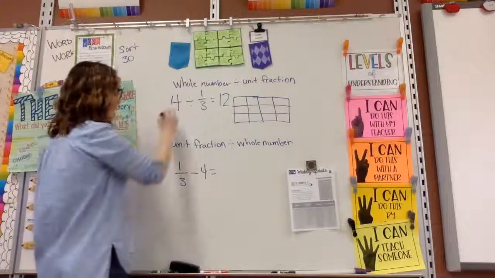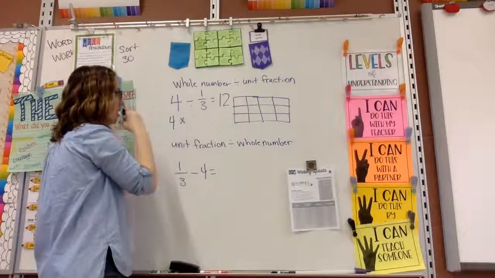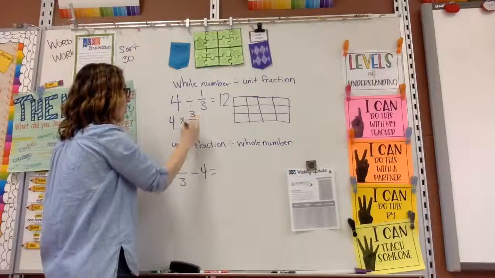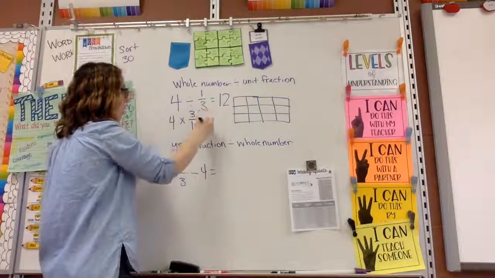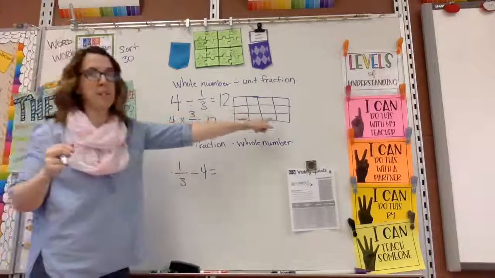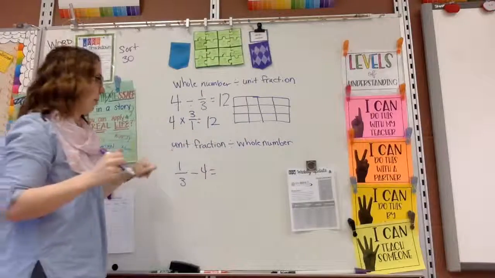To use the algorithm, what we're going to say is we're going to change the division to multiplication, and we're going to use the reciprocal fraction. So 1/3 becomes 3 over 1. 4 times 3 over 1 is going to give us 12. This works because it tells us how many pieces to split our model of 4 in and how many pieces we're going to count. Okay?